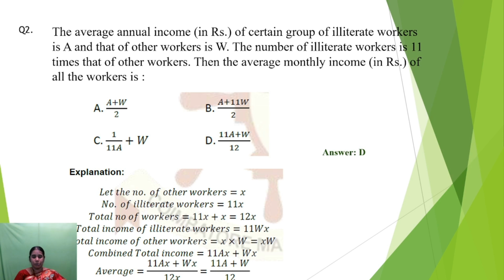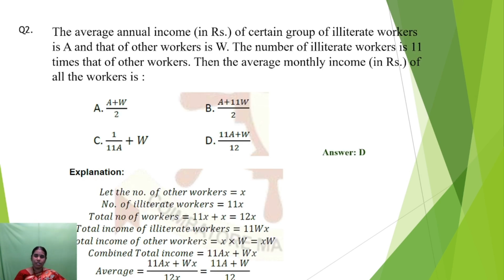Well, 11W, but 11A, I just missed it. 11AX, and here X into W. So the combined overall total is nothing but 11AX plus WX. Taking the average, overall total divided by the total number of workers: 11AX plus WX divided by 12X, which is nothing but 11A plus W by 12, which is in our option D. So the answer is D.